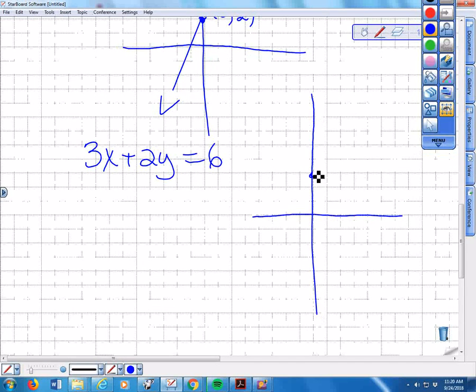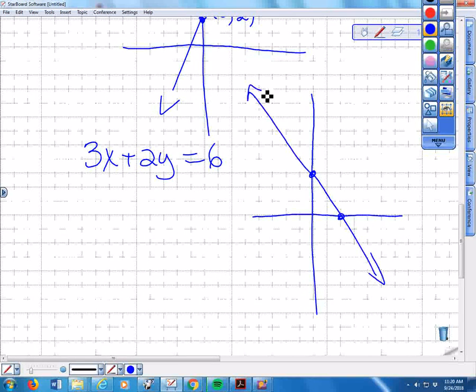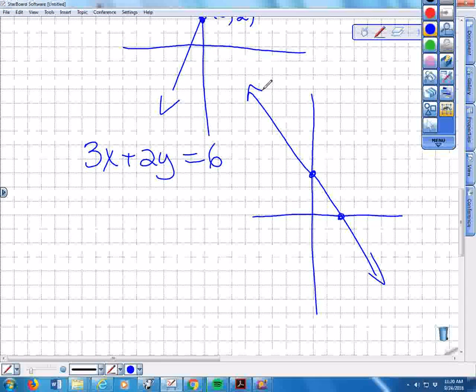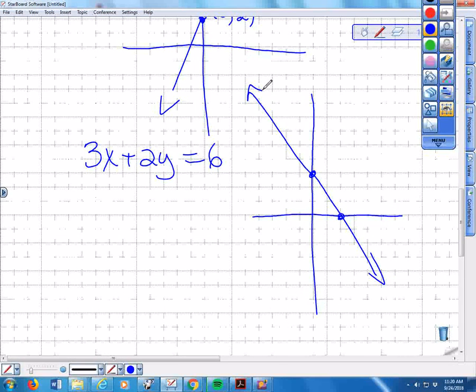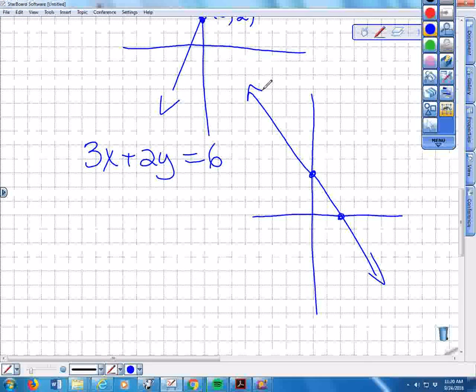Y is 3, x is 2, and I've just graphed it. Don't take the time to turn it into slope-intercept form. Use the intercept method or the cover-up method when it's in standard form. That's the easiest way and fastest way to graph.